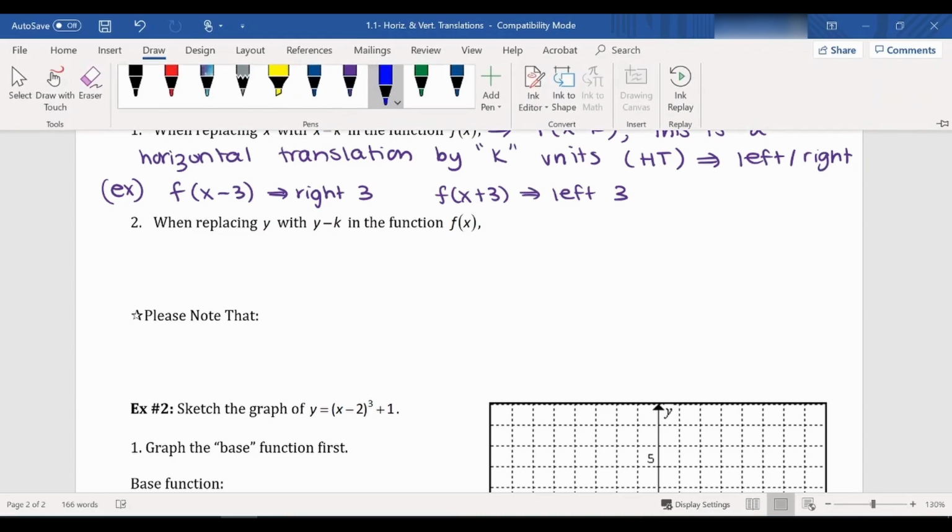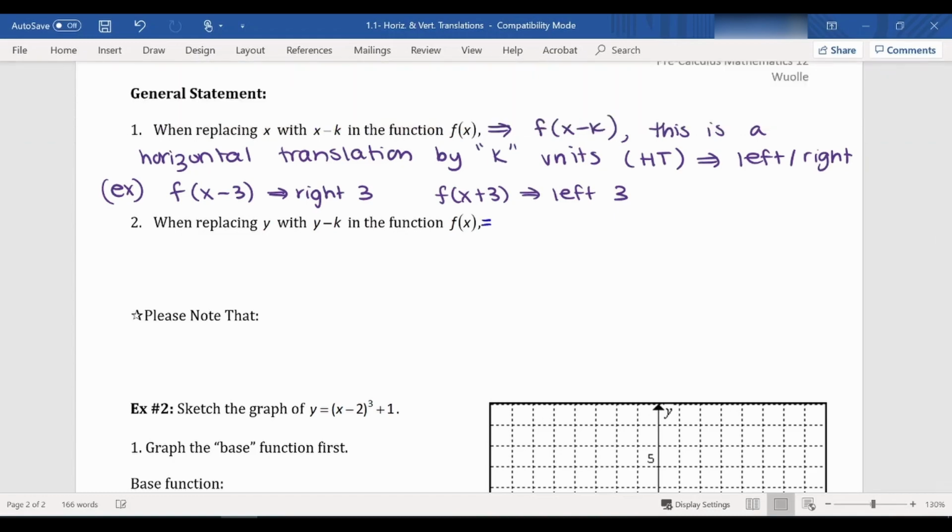If we have a y replaced with a y minus k in our function, just a reminder that f of x can also be written as y. This is going to be a vertical translation by k units. So what this will often look like is y minus k equals f of x. I personally don't like to have the k on the same side as the y. I like to have it always written as y equals. So I would choose to rewrite this as y equals f of x plus k. And that's why you can just look at this and say, okay, this is going to be plus 4, up 4 if there's a 4 added at the end.